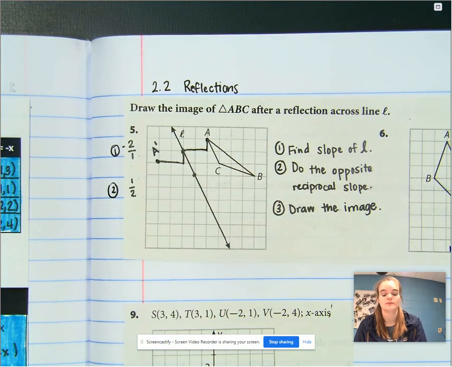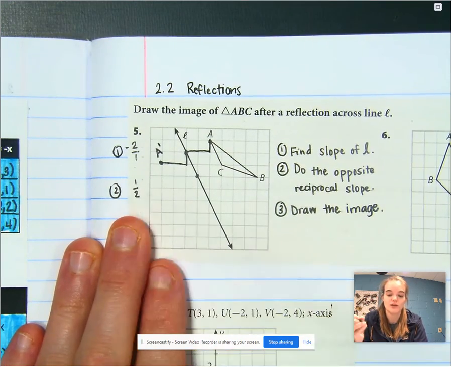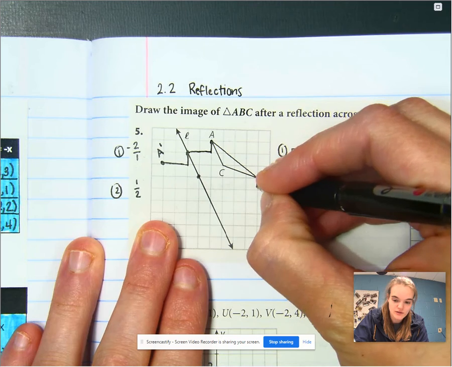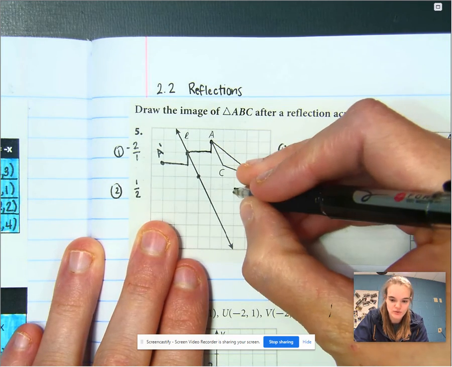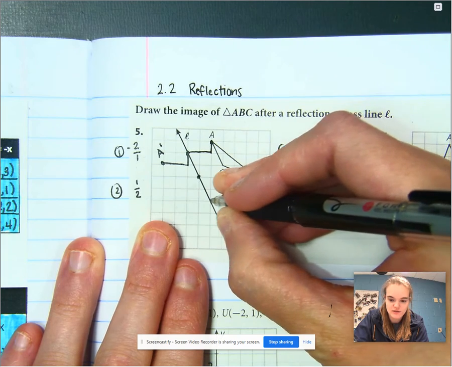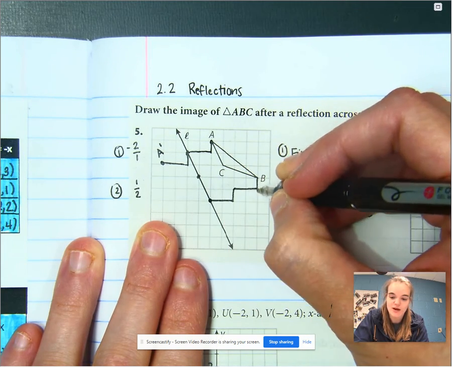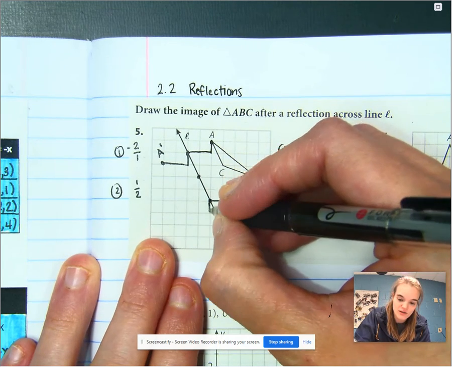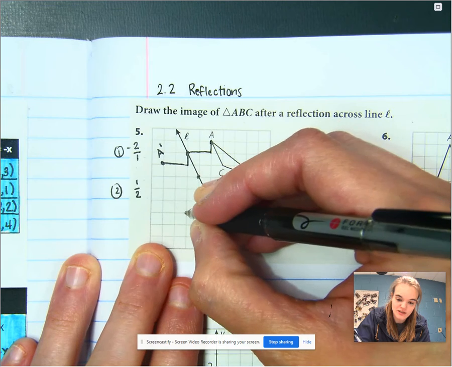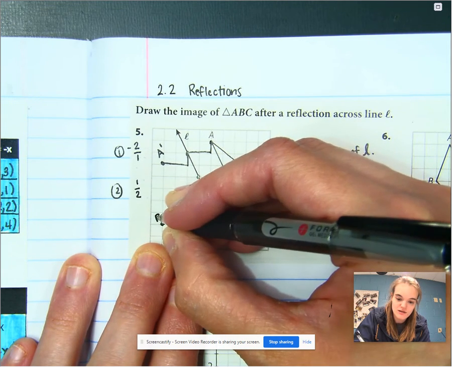Let's do B. I have to go from B back to this line. I'm going to go down 1, left 2. I'm not to the line yet, so I have to do it again. Now that I'm to the line, I do the same thing. I went down 1 over 2, down 1 over 2. I have to do it again 2 times, because that's how many times I did it to get to the line. B prime.